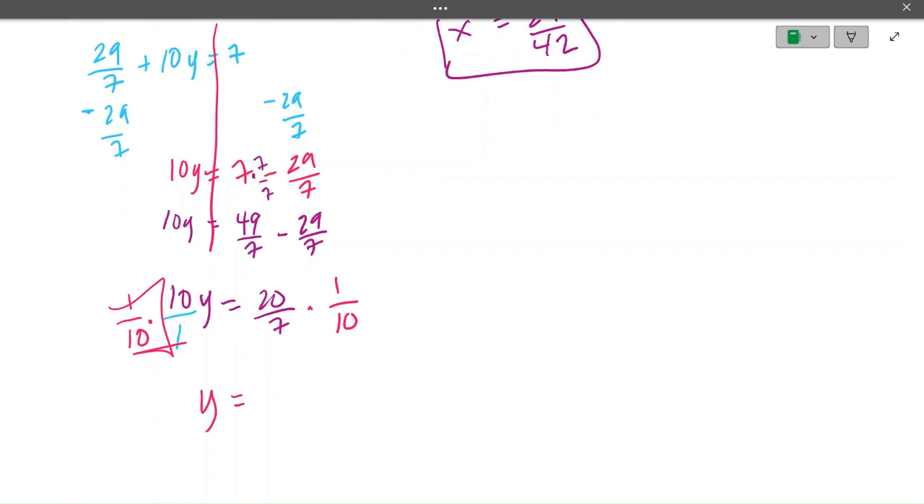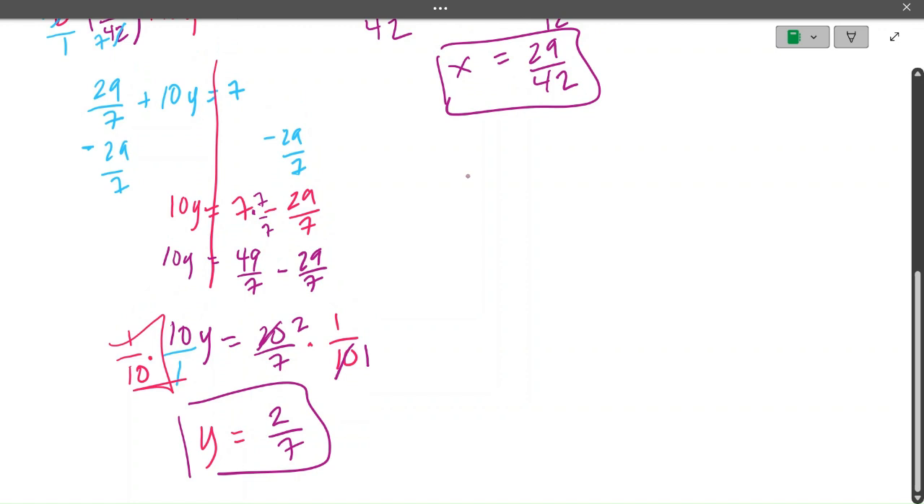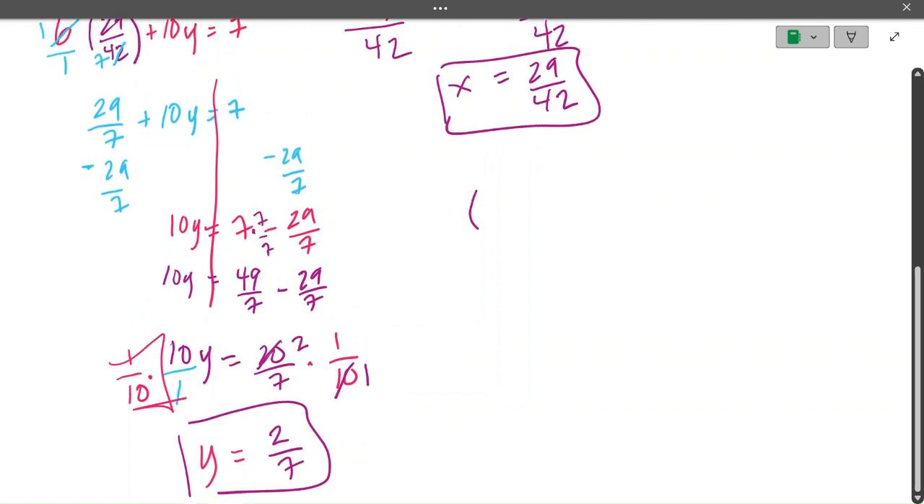And now look what happens here. I've got 20 in the numerator, 10 in the denominator. I'm going to cross reduce these. So 20 divided by 10 is 2. 10 divided by 10 is 1. So 2 times 1 is 2. 7 times 1 is 7. So y equals 2/7.